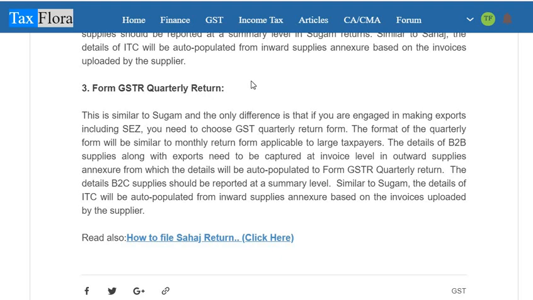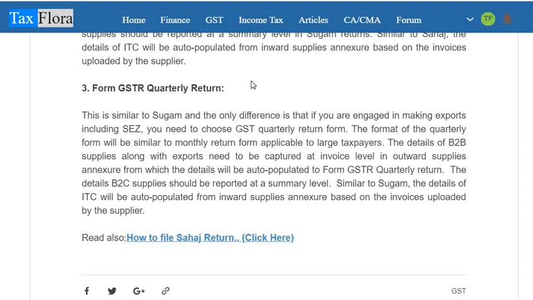So I already said there are totally 3 types of forms in quarterly returns. One is Sahaj, one is Sugam, and one is quarterly return. The name itself is quarterly return. Don't confuse here. What about this form? This form is similar to Sugam that I explained about the second form. The only difference is you have to add any exports to SEZ or any exports outside country, then you have to use this GSTR quarterly form. And almost this form is similar to monthly return form.